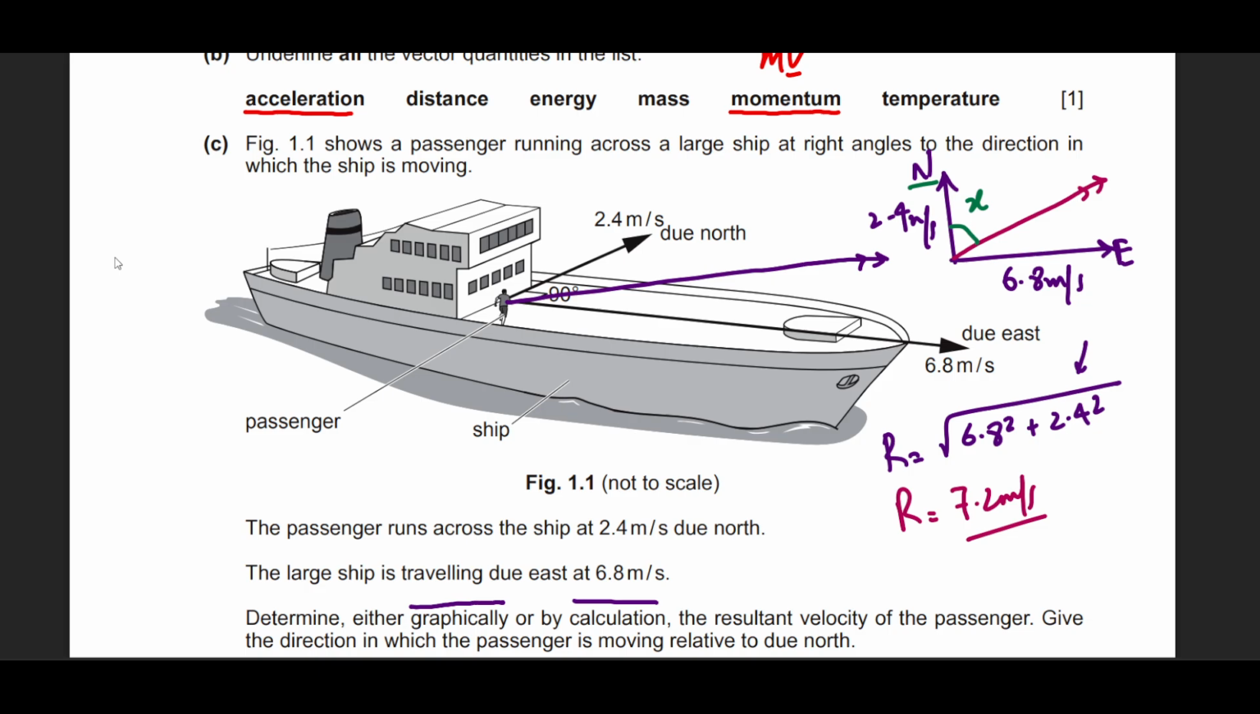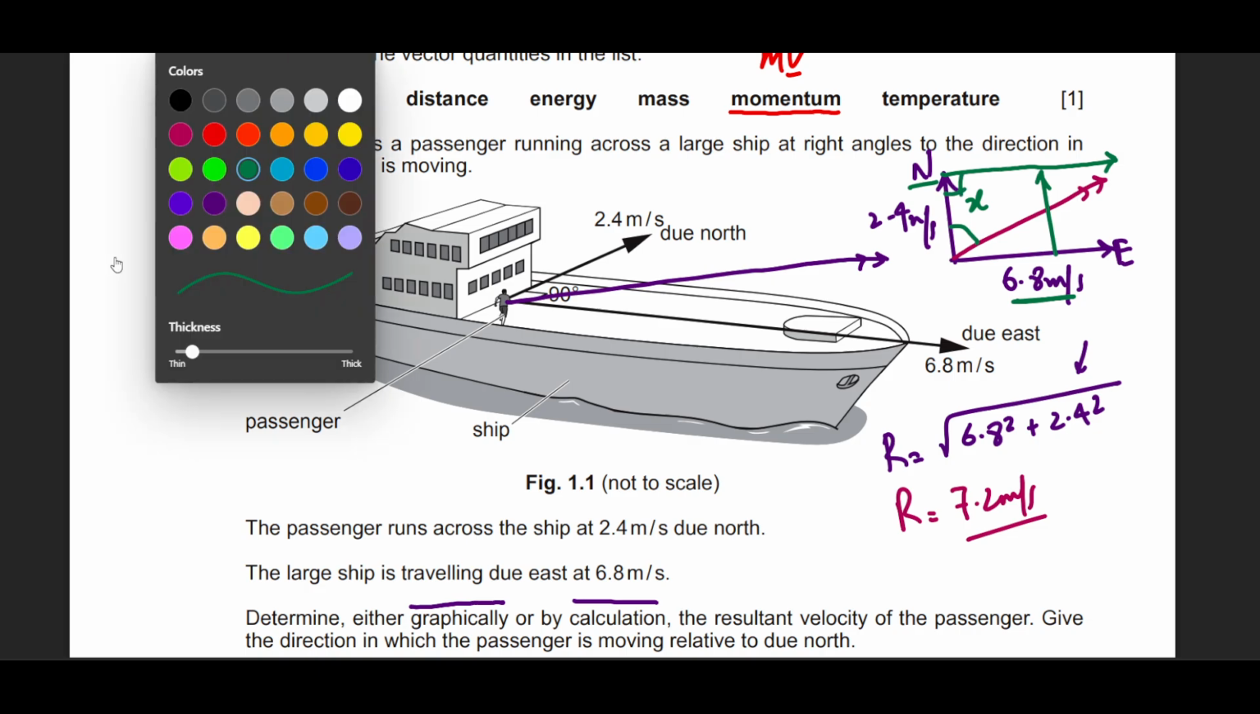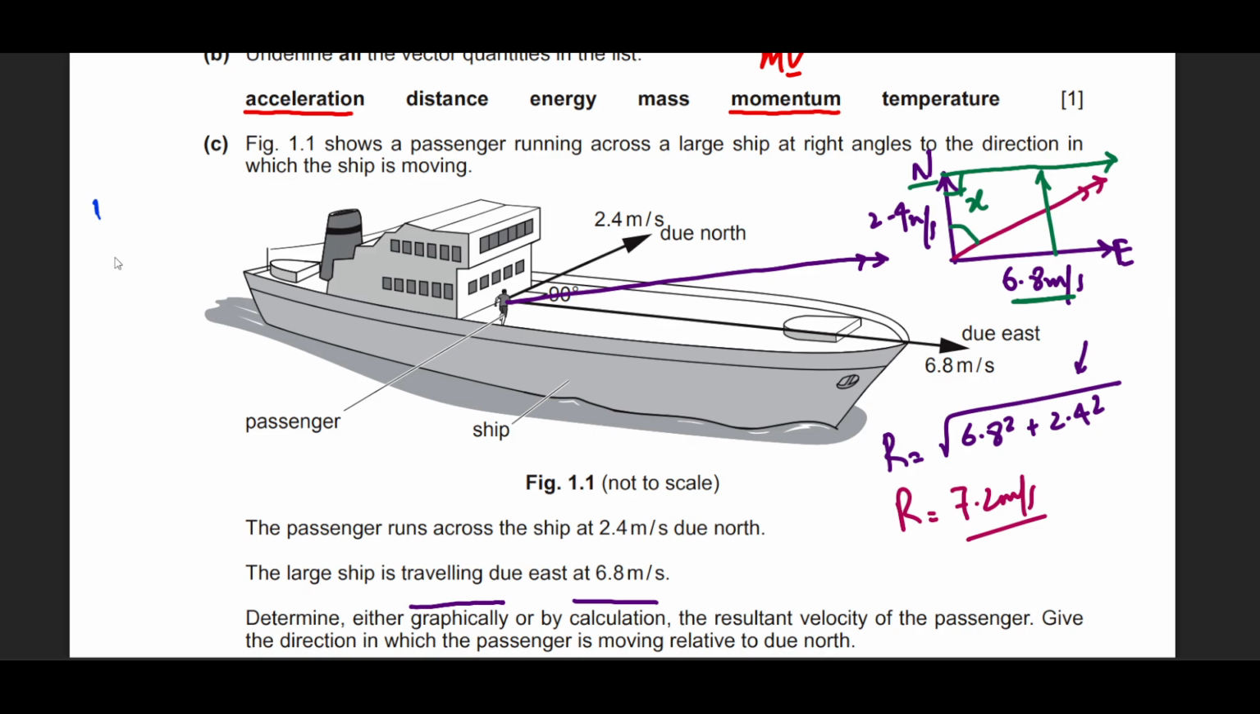You can use trigonometric ratios to calculate this angle. If you replace this east vector, or eastward vector, in the upper direction over here, then you can see that this is actually a right angle triangle. Then you can use simple tan x, or tan theta: tan x is equal to 6.8 divided by 2.4. Taking tan inverse, x comes out as 70 degrees, exactly 70 degrees, right? So this is by calculation.